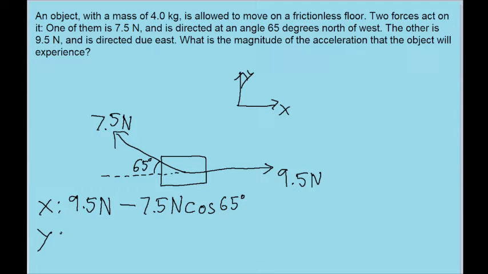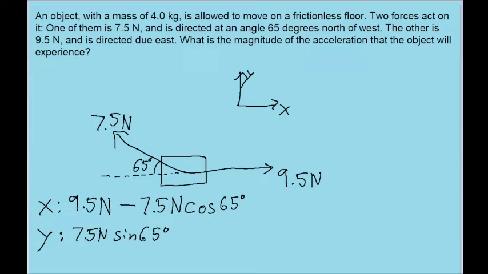In the vertical direction, we just have the vertical component of the 7.5 newtons directed upwards, so it's going to be positive, so no negative sign like there, and it's going to be 7.5 newtons times the sine of 65 degrees, since the sine is typically used for the y component with angles like this.